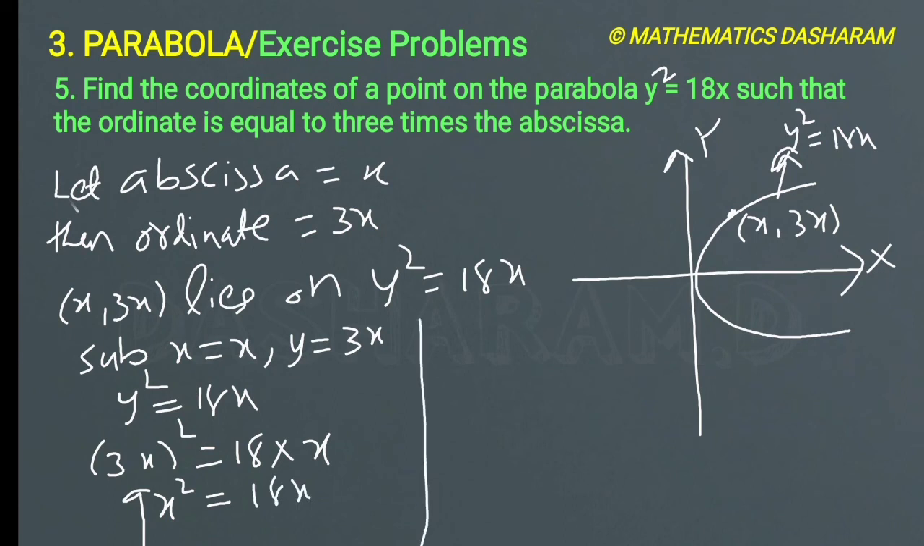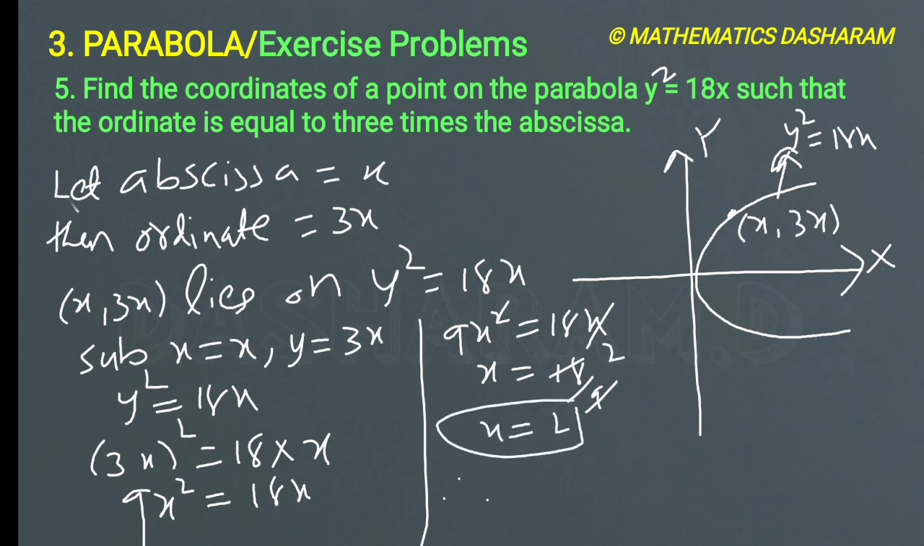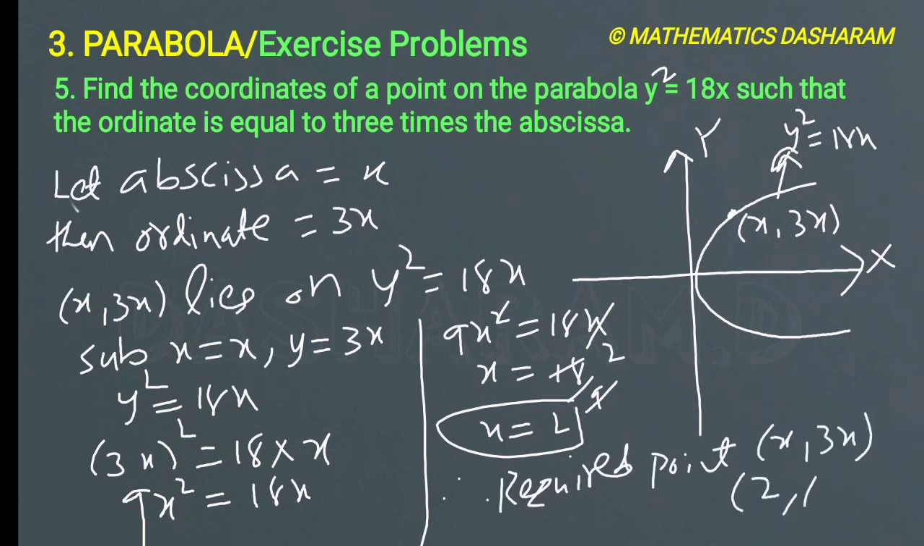Next, 9x squared equals 18x. Here x cancels, then x equals 18 by 9, 9 ones are 9, 9 twos are 18, so x value is 2. Therefore the required point is (x, 3x). So with x value 2, 3 into 2 is 6. So (2, 6) is the required answer.